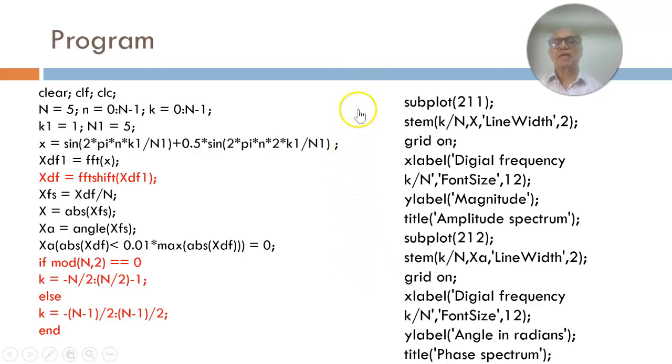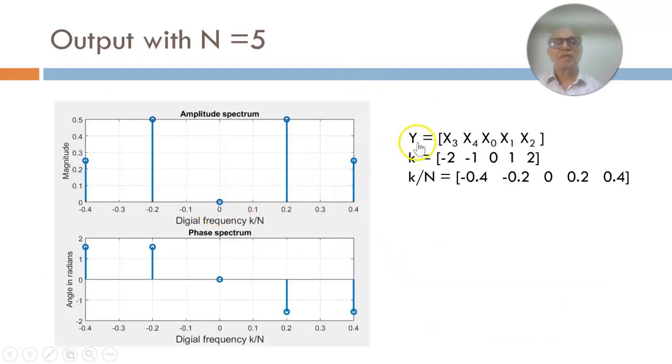So let us take a look at the output. This is how it will look. You can see that in this case, K by n is minus 0.4, it's minus 0.4 here, then minus 0.2, 0, plus 0.2 and plus 0.4. And at minus 0.2 you get 0.5. Remember, this is a double-sided spectrum. So the original fundamental amplitude, which is 1, becomes 0.5. This is at both the frequencies, positive 0.2 digital frequency and negative 0.2. And the second harmonic, as we have seen, is half this amplitude, so it is 0.25.